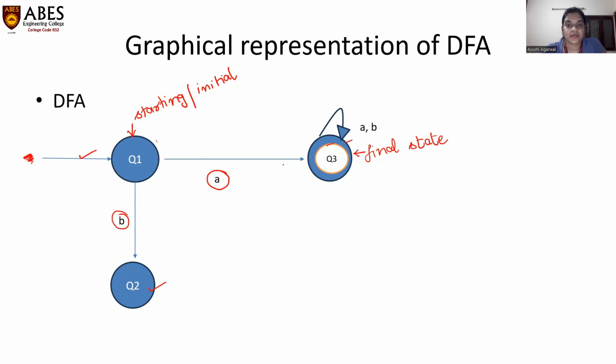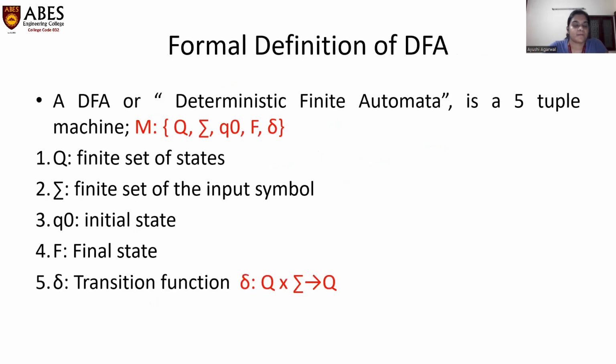So this is the graphical representation for a DFA. By this, let us first understand the formal definition of DFA, and then we will understand every point of the formal definition with the help of this diagram. So this is the formal definition of a DFA. Basically a DFA is a 5-tuple machine. These are the 5 variables that are stated in this tuple. That is why we say a DFA is a 5-tuple machine.